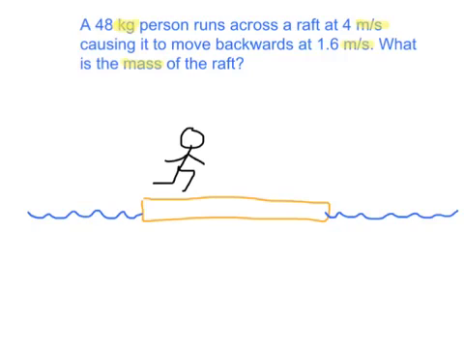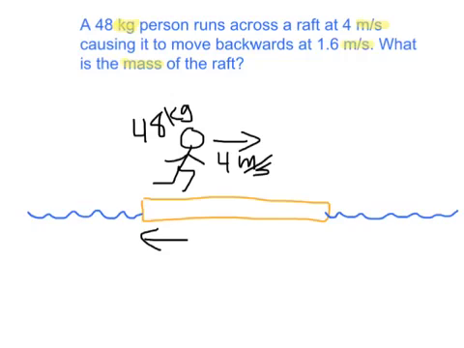Look at them go. So what we've got then is the person is 48 kilograms. I should probably label my units. They are running this way at 4 meters per second. I don't know what the mass of the raft is, but I know that it is moving the opposite direction, courtesy of Newton's third law, at 1.6 meters per second. And what I'm trying to find is the mass of the raft.